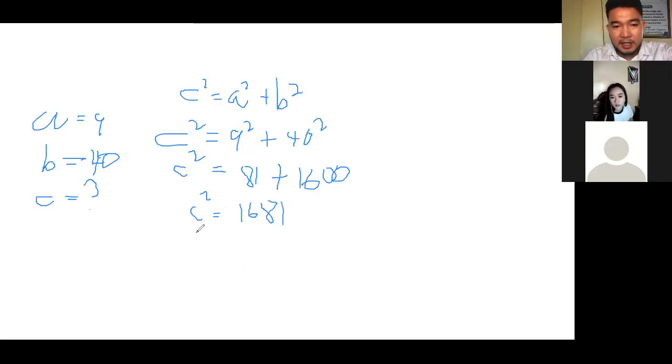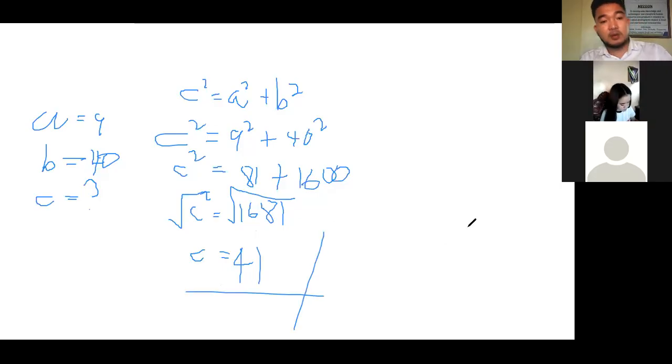1,681. And then para mawala C square dito, you square both sides of the equation like this. Square root. So C is equal to, using your calculator, you get the square root of 1,681. So let us solve. Square root of 1,681 is equal to 41. So the value of C is equal to 41. So that is the hypotenuse.